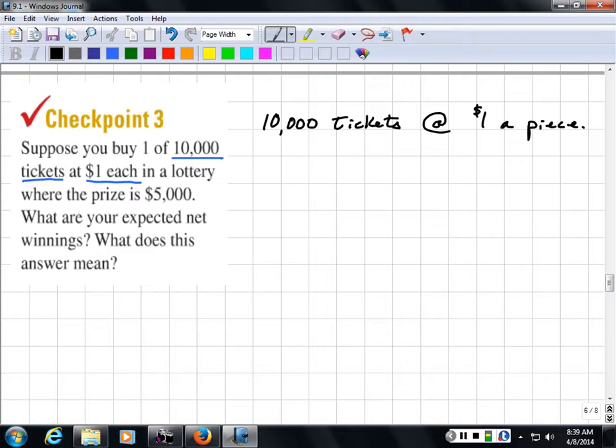Anyways, I digress. So we have 10,000 tickets at $1 a piece. We also note that the prize is $5,000, which means that one of those tickets will yield that $5,000 prize. So one ticket yields a $5,000 payout.